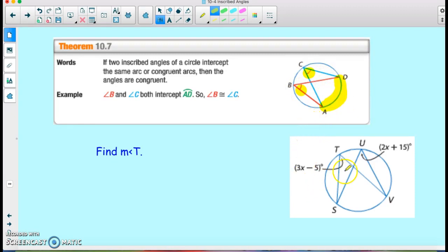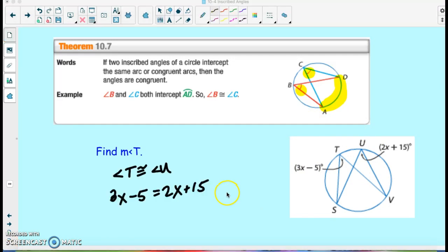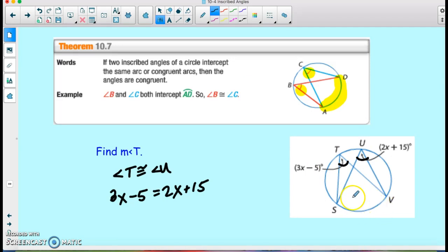So using that theorem, go ahead and pause the video and see how you would set up this next example. Using this theorem, we know that these two angles are congruent because they intercept the same arc, SV. So we set those equal to each other. We're going to add 5 over, subtract 2x over. That's going to be x equals 20. And then we plug that back in. So 3 times 20 minus 5, we're going to get 60 minus 5, which equals 55.